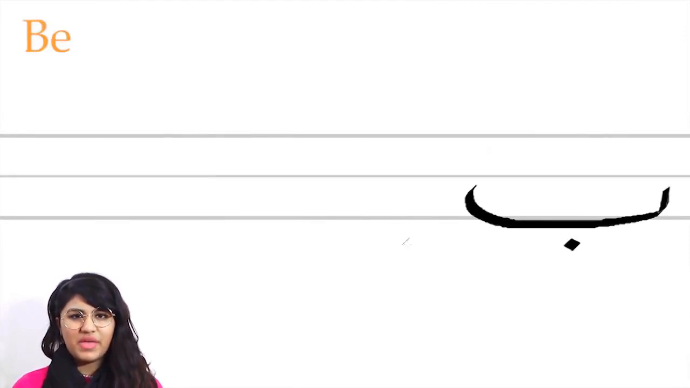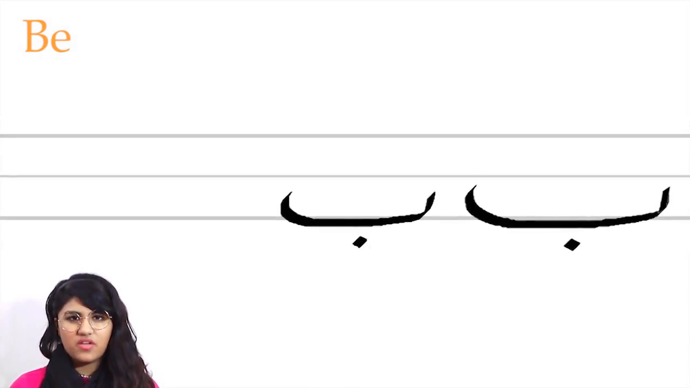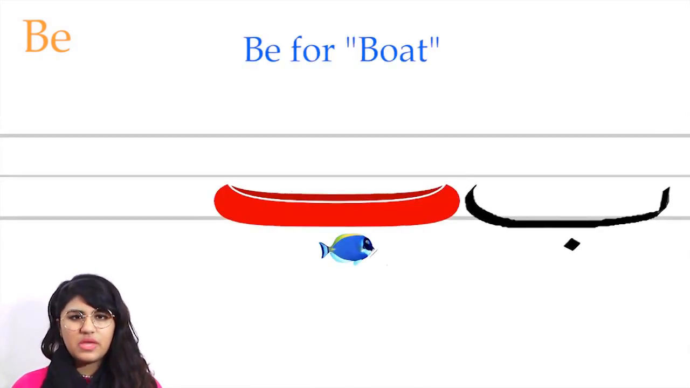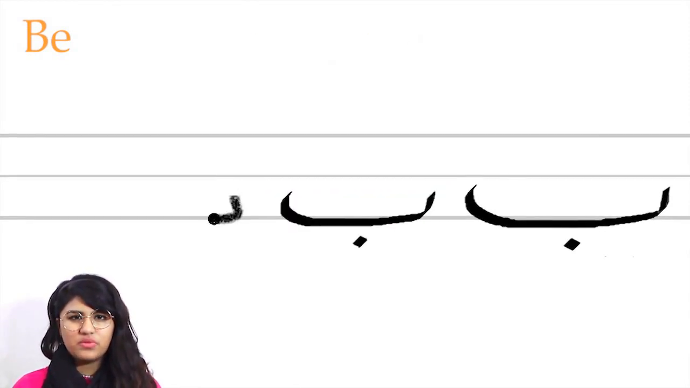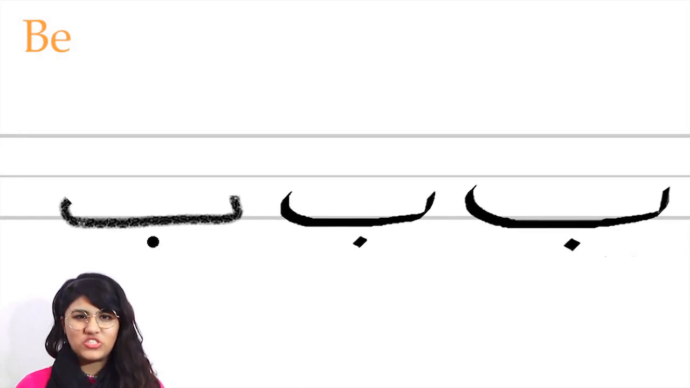Okay, Be. So Be starts with a slanted line. You pull it across, straight line, and end it with a small curve. Add a dot on the bottom. Be is for boat. So you have this boat with a fish underneath, which is a dot. Start with a slanted line, pull it along to make the boat, and add your dot at the bottom.